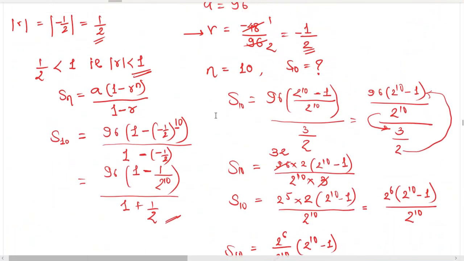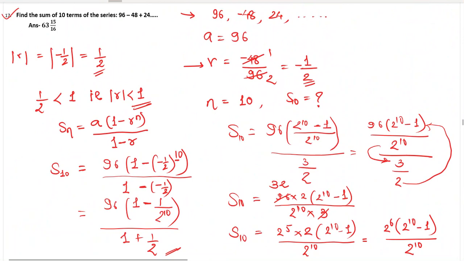But because the mod of r formula is given in your textbook, you have to solve with the formula given in the textbook. That is, depending upon what is the value of mod of r, you have to choose the formula. If mod of r is smaller than 1, then a bracket 1 minus r raised to n upon 1 minus r formula should be chosen, otherwise the other formula, case 3 formula. And if r is equal to 1, then we know sum of n terms is equal to n into a, case 1 formula, right? So this is how you have to find sum of n terms of a GP.